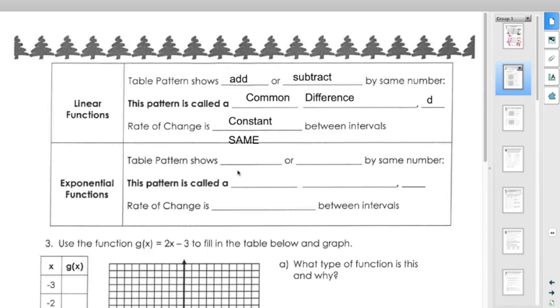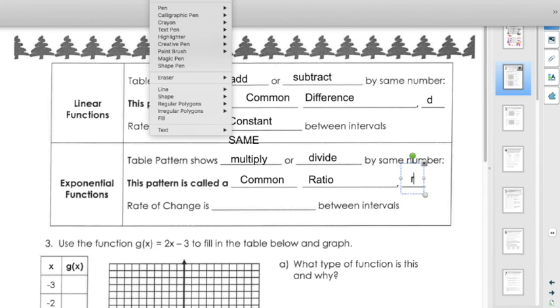Exponential functions. The pattern shows either multiply or divide by the same number. Right? And this pattern, as we said on the front page, is called a common ratio. And that is represented just by the letter R.